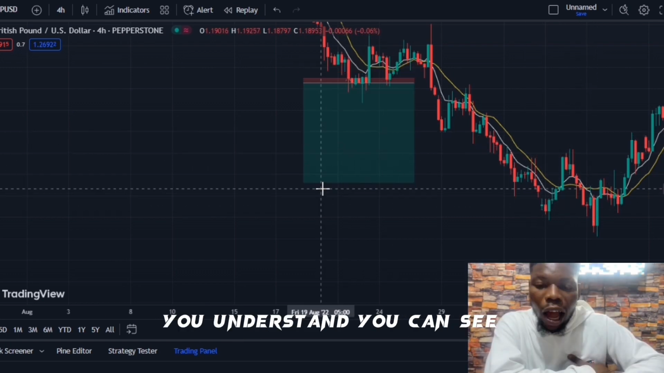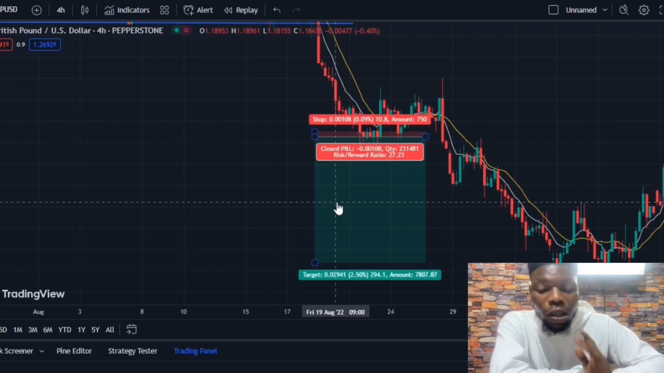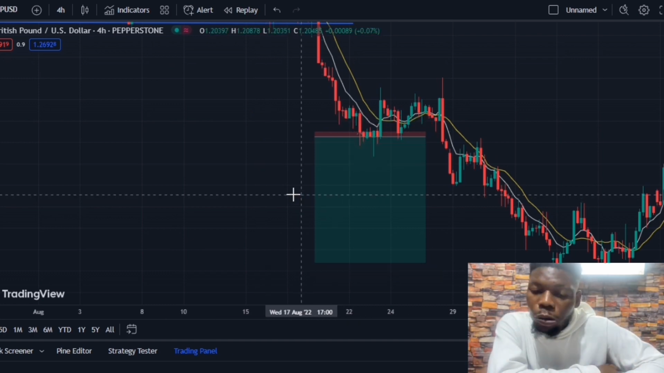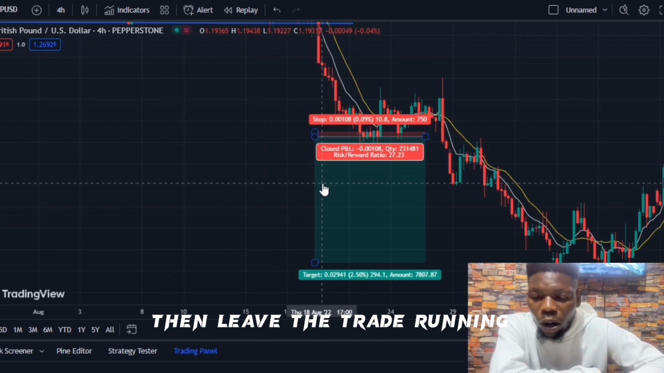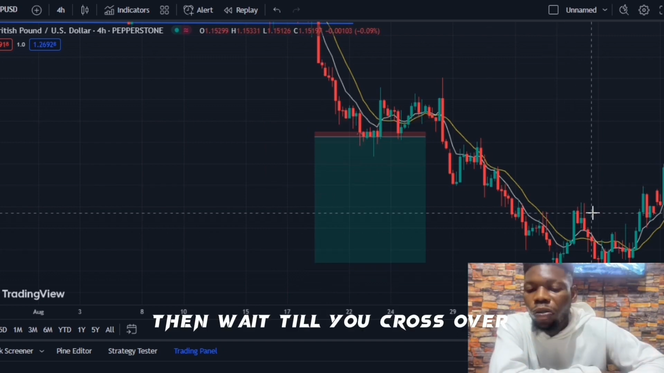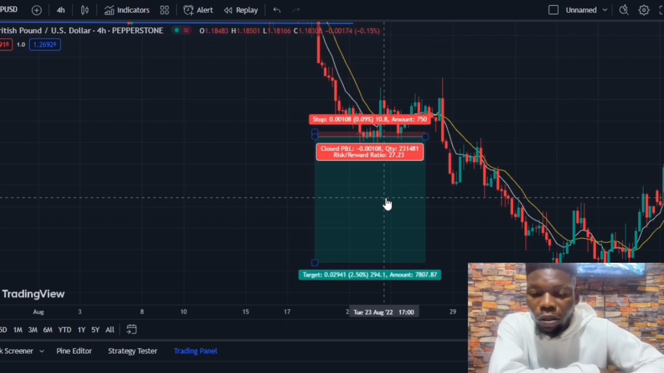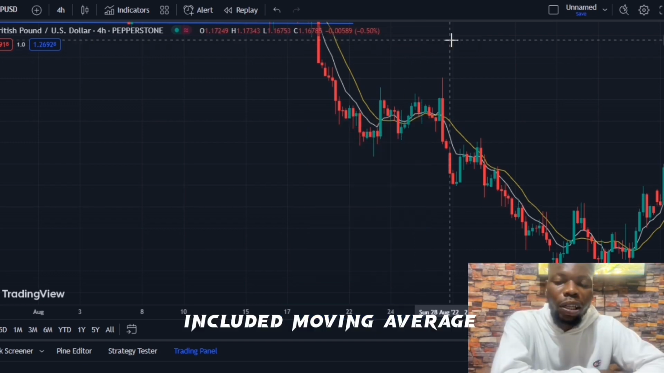You understand? You can see how much more we made. Guys, you can see how profitable this is. You can just adjust your stop loss, leave the trade running, wait till the crossover, then exit the market. You can see why I included the moving average.